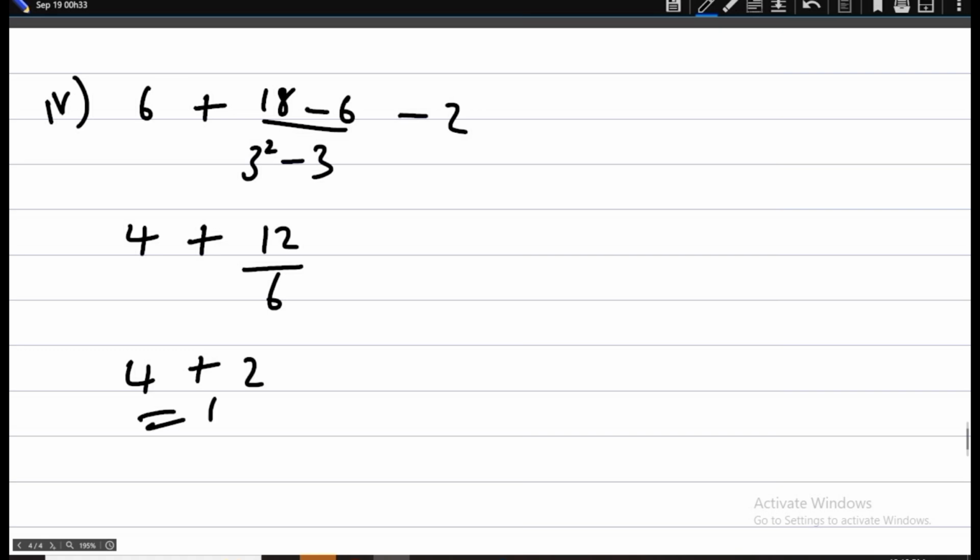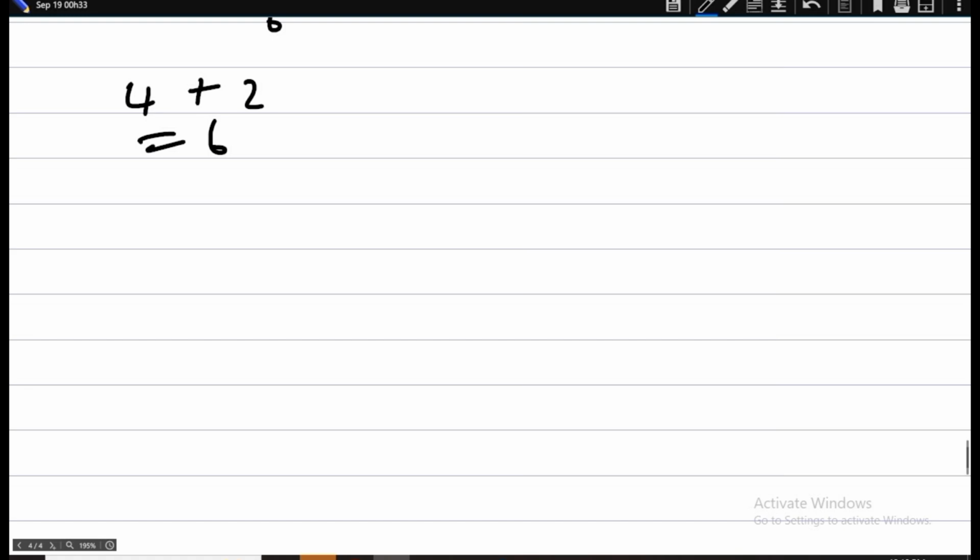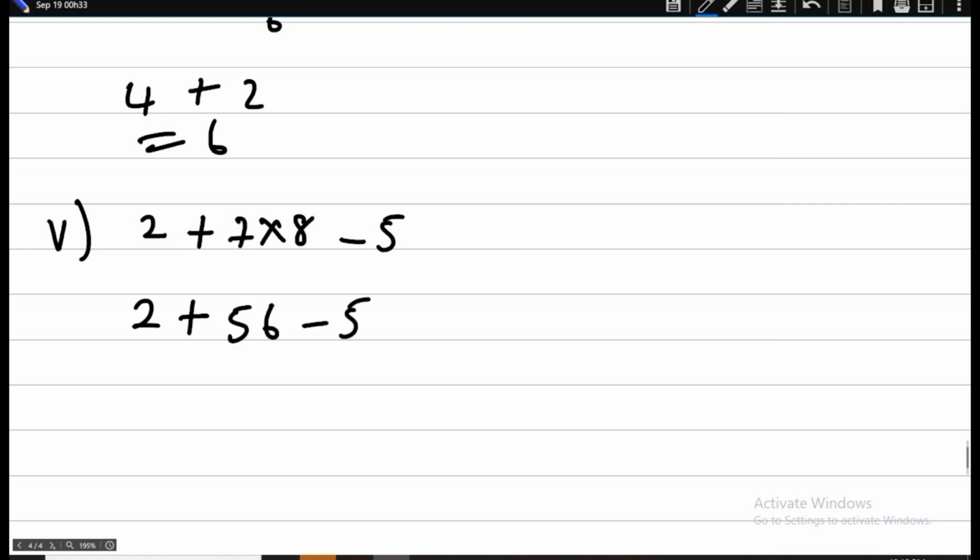So we go to question number V. For question number V, I have 2 plus 7 times 8, then minus 5. We're going to use BODMAS. First of all, we do 7 times 8 to give us 56. Then 56 minus 5 will give us 51. 51 plus 2 will give us 53. Okay, so very, very simple.